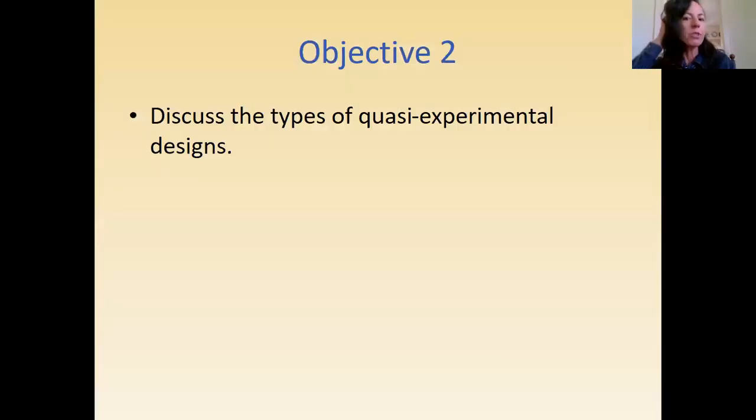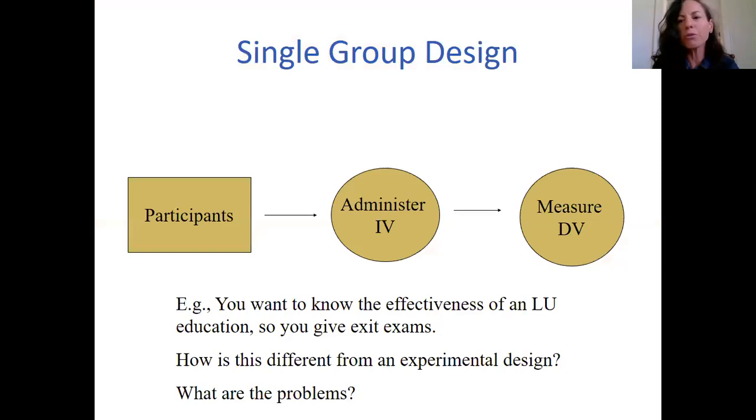Objective 2 is to discuss the types of quasi-experimental designs out there. So we'll take a look at some of those. The single group design is, if you'll pardon my French, the worst design out there. All you do is you give people, let's say the drug treatment program, and then you measure how many of them are off of drugs. And then you say, oh, well, 60% of them recovered from drugs. That is crap. That's crap, okay?